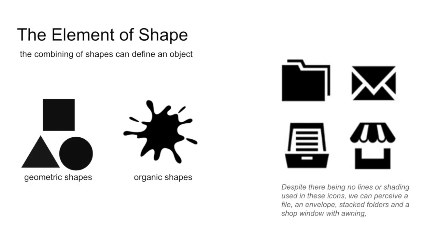A third way that we can define an object is with the element of shape. This is something that we've been exploring in our last project, the object in detail. The element of shape defines an object when they are combined. In the images on the right, you see different objects depicted with a combination of shapes. There are no lines, but you can still make out what is depicted.